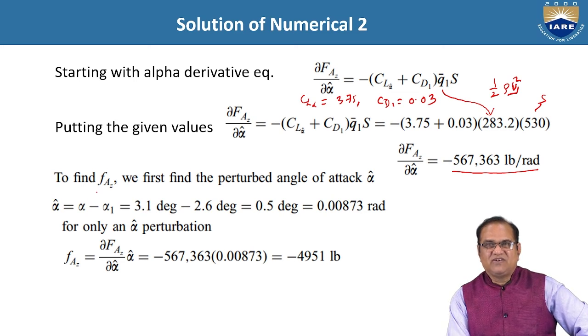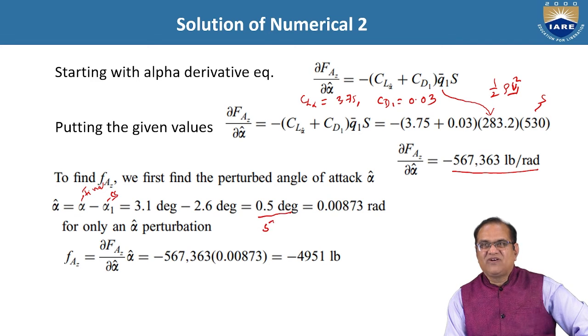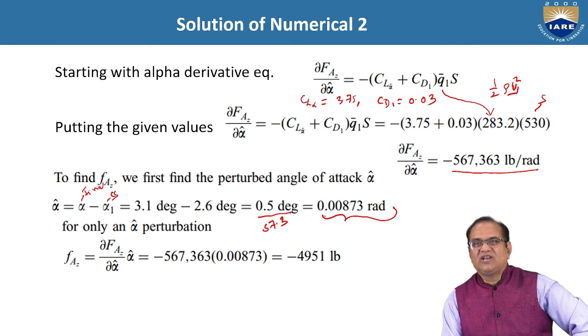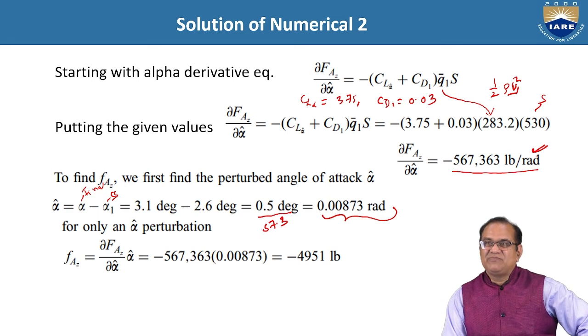So this is the final one, and this is the steady state. The final one is 3.1 degree minus 2.6 degree, which is equal to 0.5 degree, divided by 57.3. You will get it in radian, because here we are getting in radian, so this value also should be in radian. You have to ensure that all are in the same units.